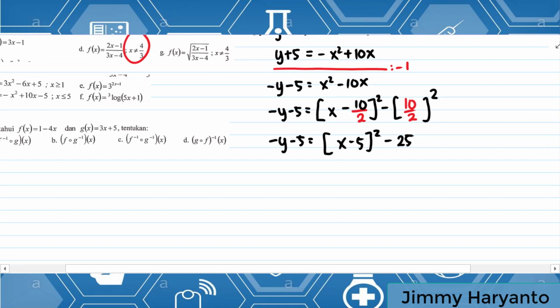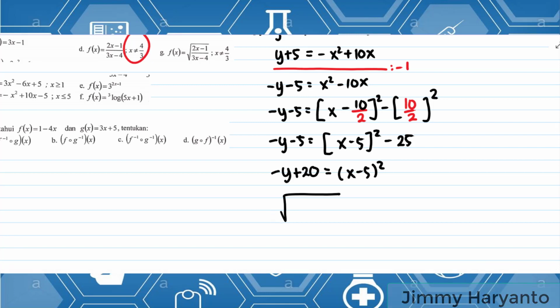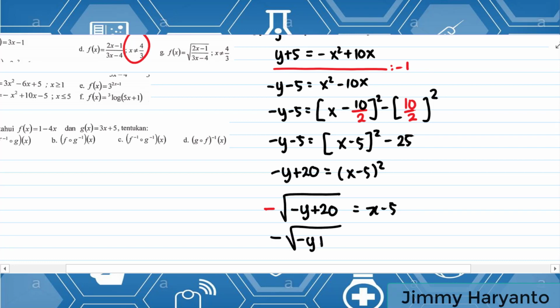Move the 25 to the left side. Negative y plus 20 equals to x minus 5 square. Move the square. Like I told you before, you don't have to put plus minus in front of it. You choose the negative one since the domain is x less than. When the domain of the function is x less than, you only use the negative one. When the function is x greater than, use the positive one. Okay, negative y plus 20, and then equals to x minus 5, negative square root of negative y plus 20, plus 5 equals to x.